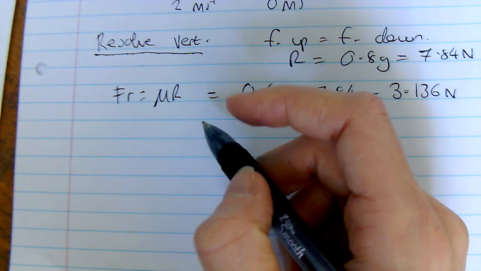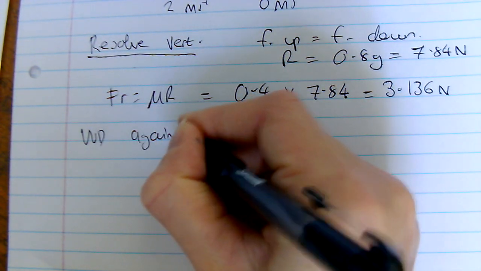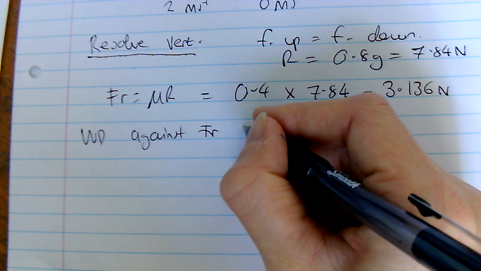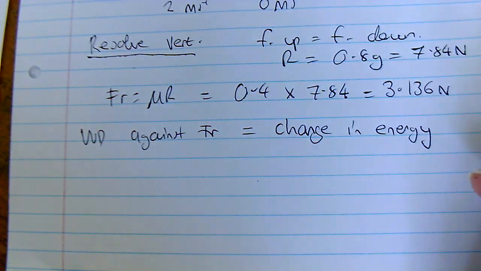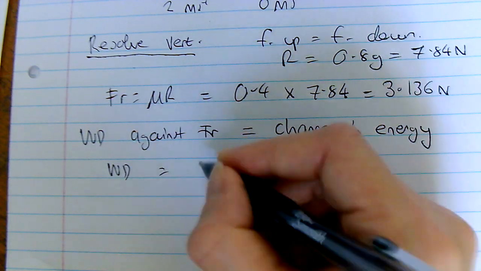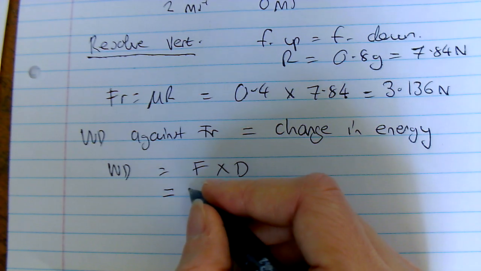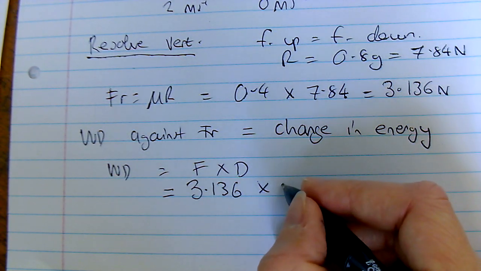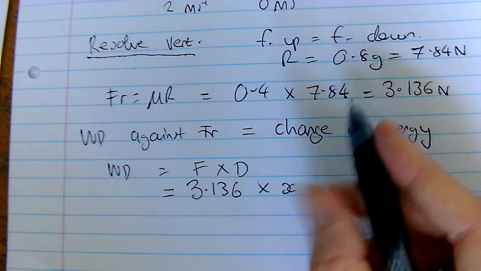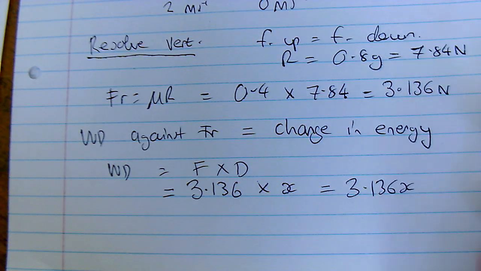Now in this question, because you've got friction, you are going to have some work done against friction, or work done to overcome friction, and this is going to equal the change in energy, the work energy principle. So remember, work done is F times D. Now F being the force it's overcoming, which is friction, so friction is 3.136 times the distance that it's going to overcome it for, which is the distance we're trying to find, x. Okay. So that's our first thing, and then we can look at the energies.